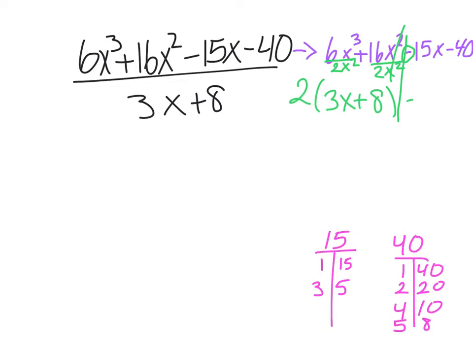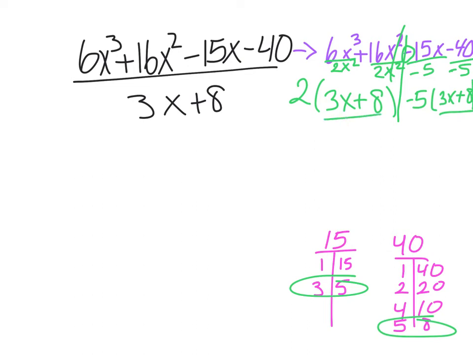So the greatest number now is going to be that 5. So I'm going to pull out a 5. And I'm not going to pull out an x because the number 40 does not have an x. So this is going to give me a positive 3x plus 8, which is exactly what my other parentheses does have. So I'm going to erase this work at the bottom.